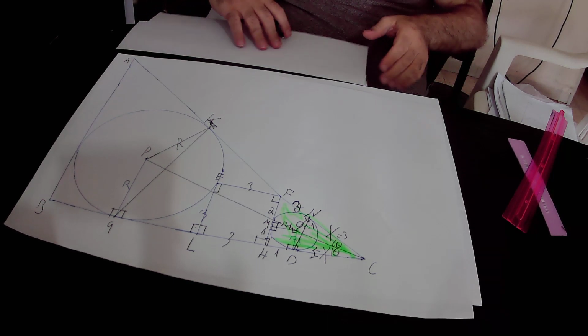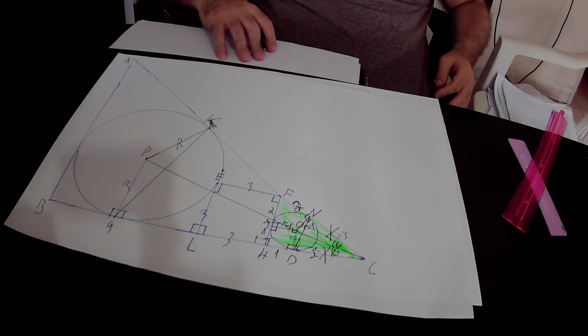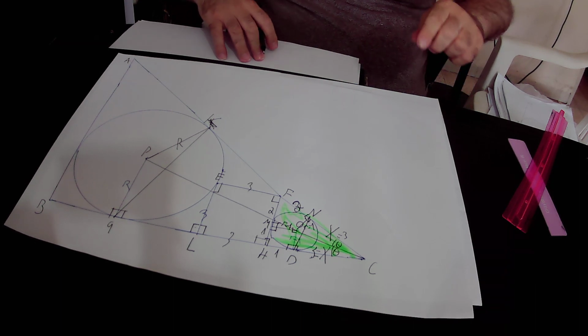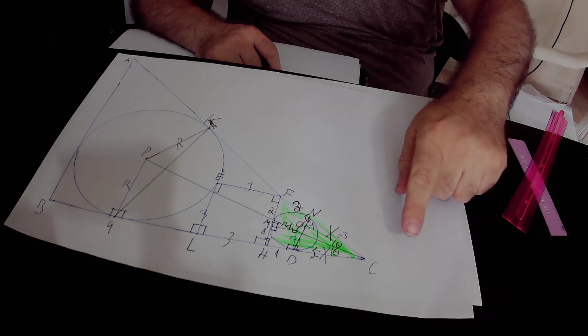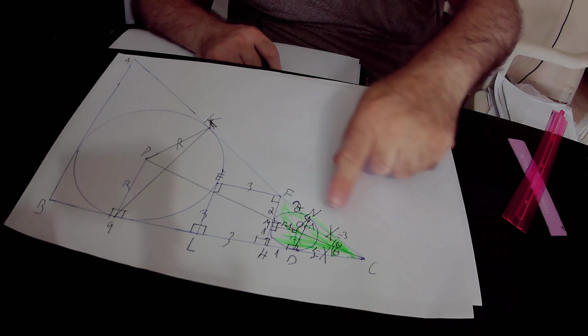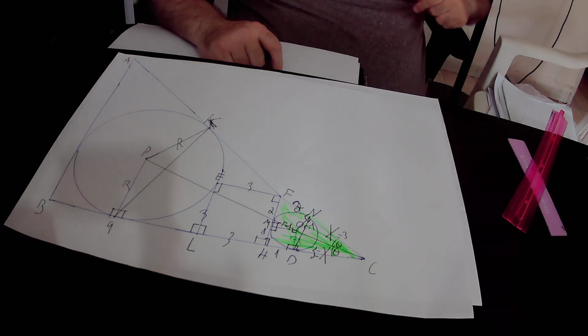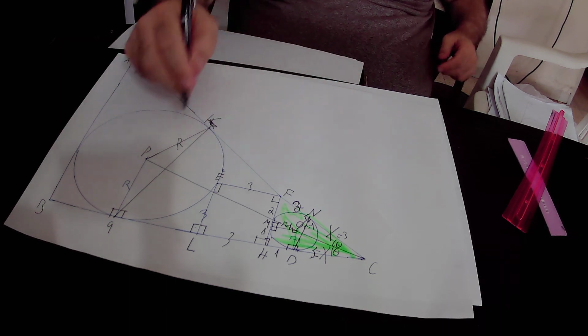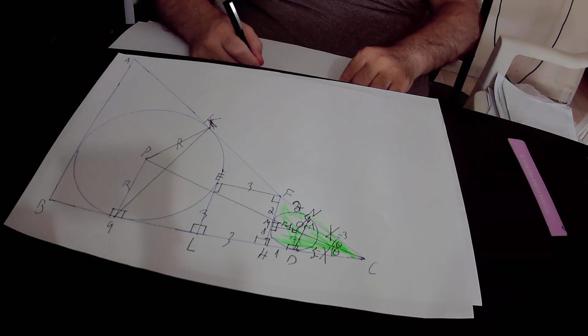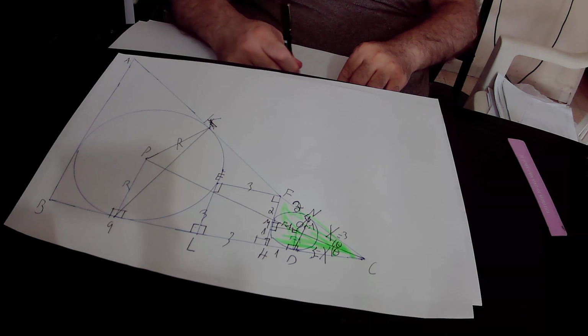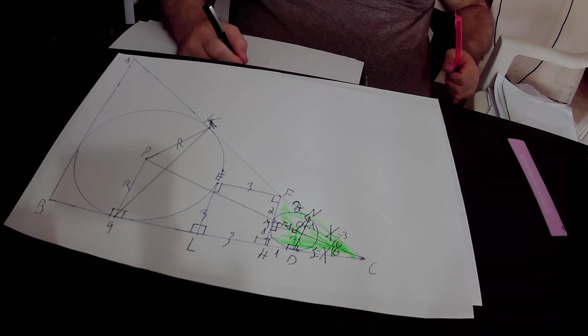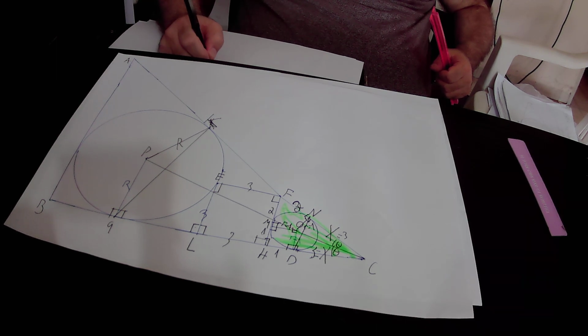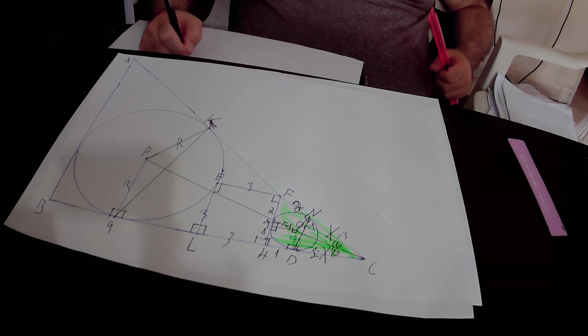And actually, we know CO, but we will prove that CO passes through point P. So our claim is that the angle bisector CO passes through point P.